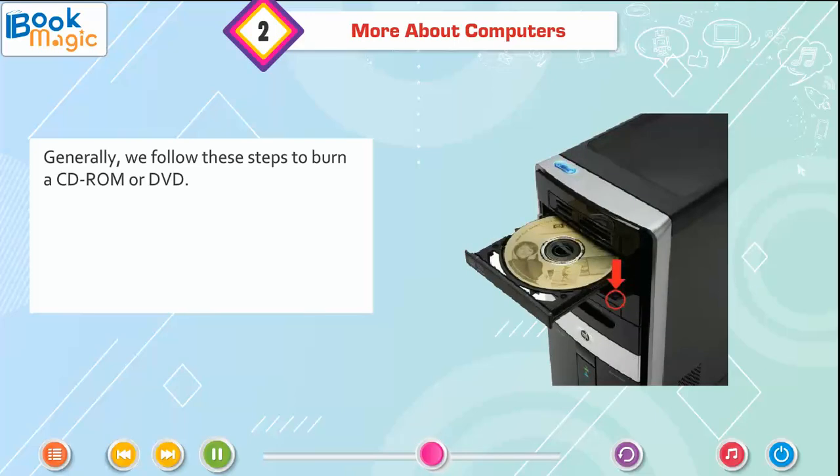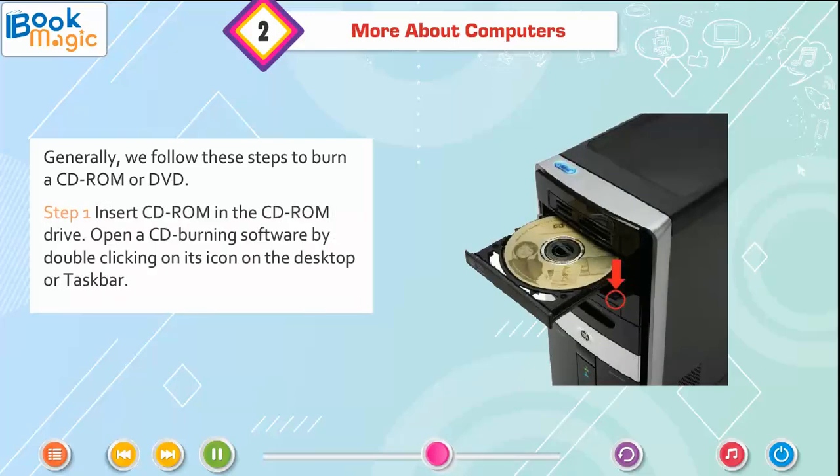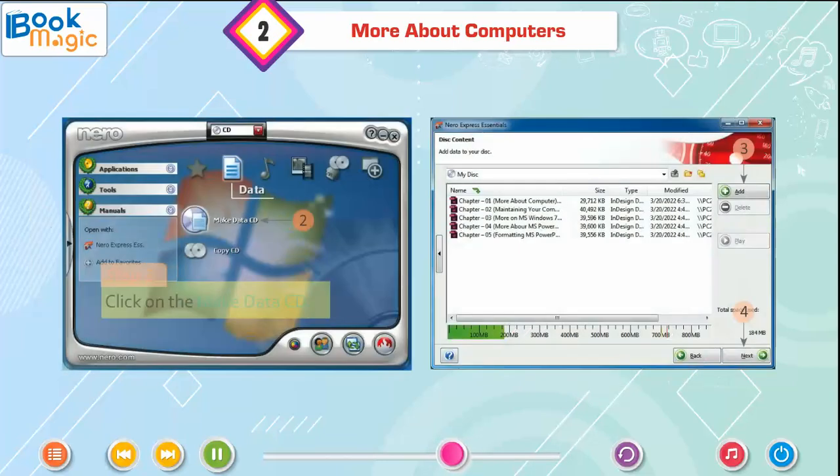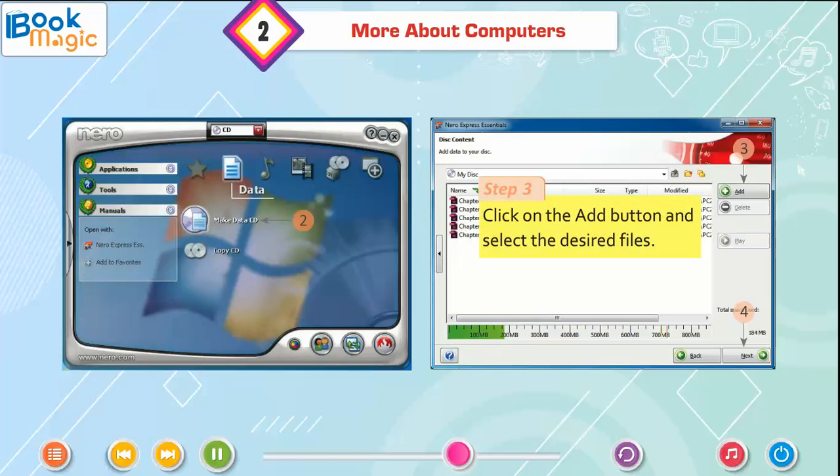Generally, we follow these steps to burn a CD-ROM or DVD. Step 1. Insert CD-ROM in the CD-ROM drive. Open a CD burning software by double-clicking on its icon on the desktop or taskbar. Step 2. Click on the Make Data CD. Step 3. Click on the Add button and select the desired files.